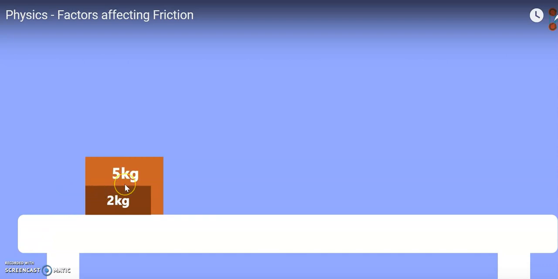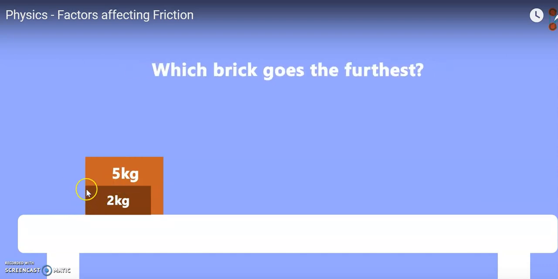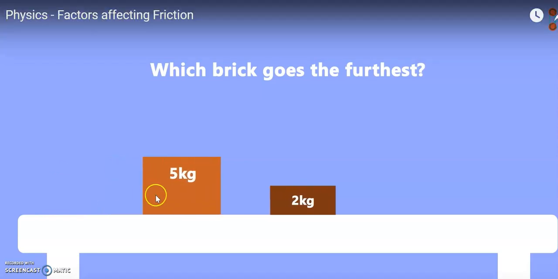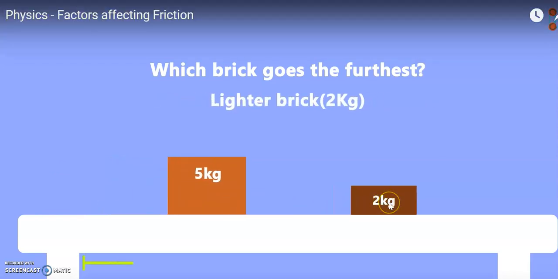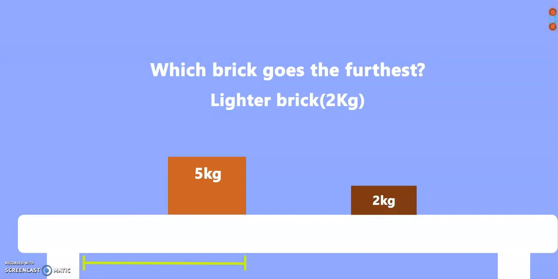Let's say there are two bricks on the table. One is 2 kilogram and the other is 5 kilogram. Now I apply equal force to them towards the right. Which brick do you think will move faster? Both are kept on the same surface and both the bricks are made of the same material. So on applying the force, the lighter brick will move faster or move a larger distance.